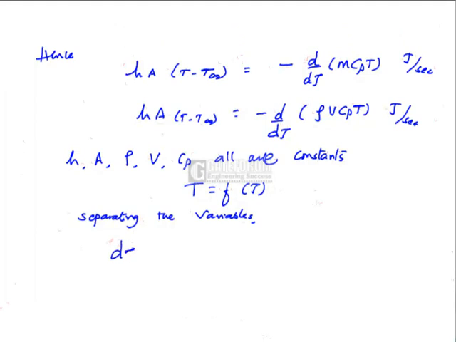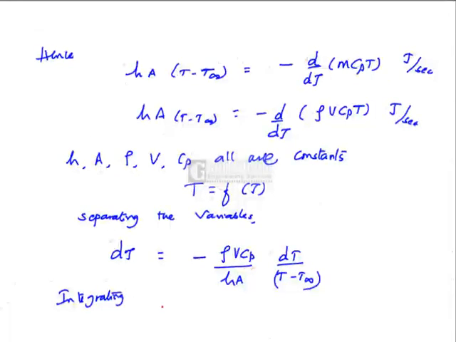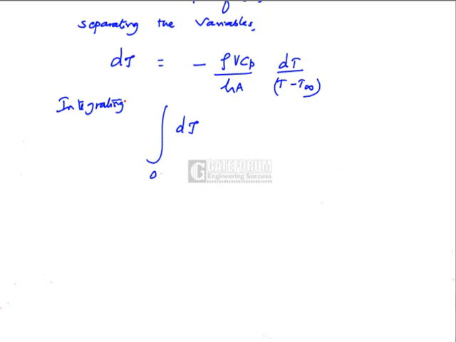d tau is equal to rho V Cp by hA into dT by T minus T infinity, minus. So, time on one side, temperature on the other side. Now, integrating integral d tau. What are the limits of time? 0 to any instant of time.